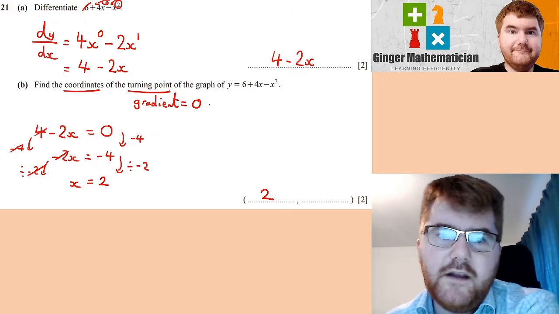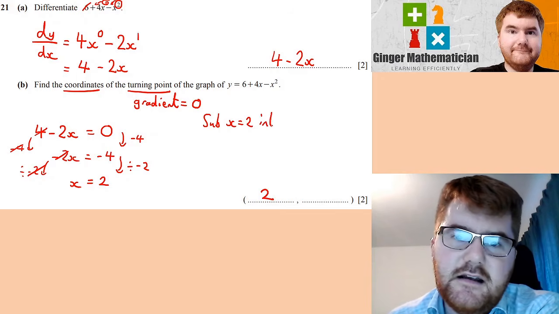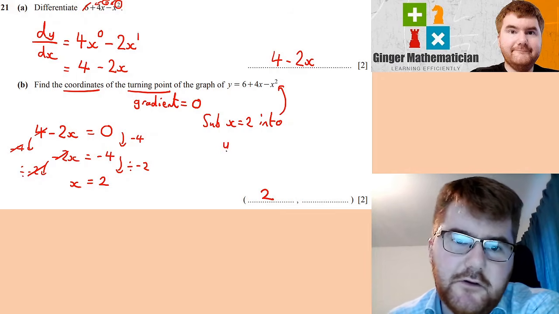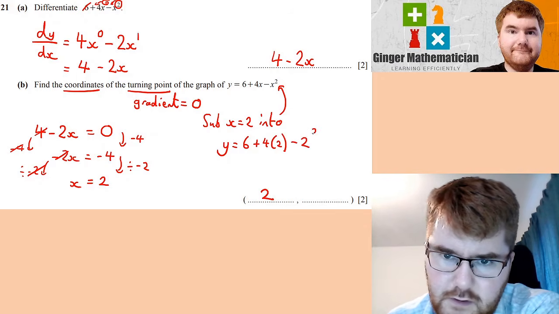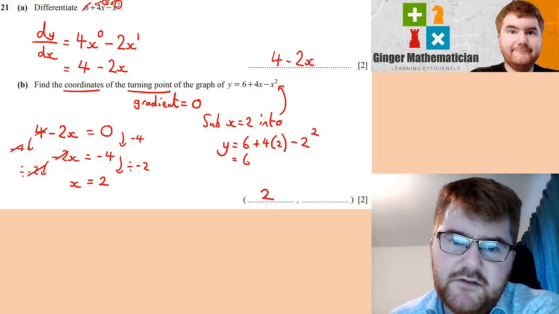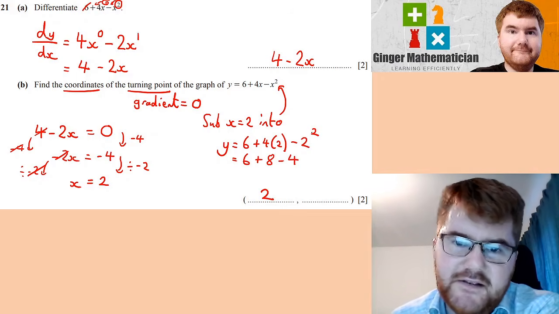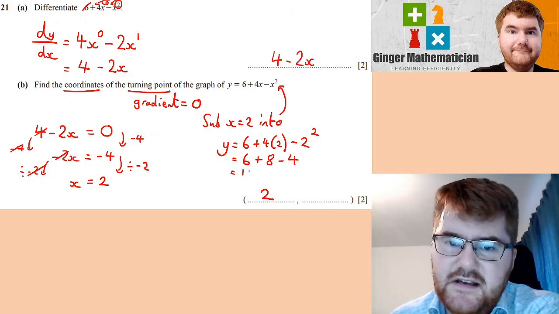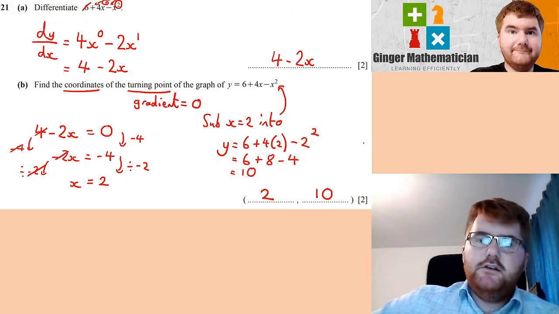To work out the y-coordinate, we need to sub x equals 2 into here. So we need to then do y is equal to 6 plus 4 lots of 2 minus 2 squared. And if we work that out, well, 6 plus 8 minus 4. Remember your BIDMAS. 6 plus 8 is 14. 14 minus 4, well, that's equal to 10. So our final answer for this question is then (2, 10).